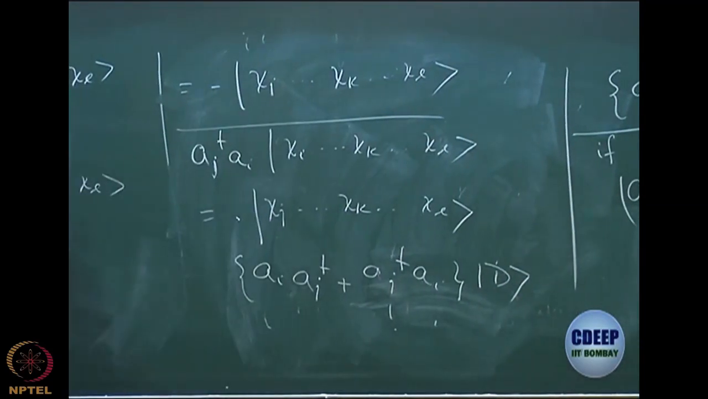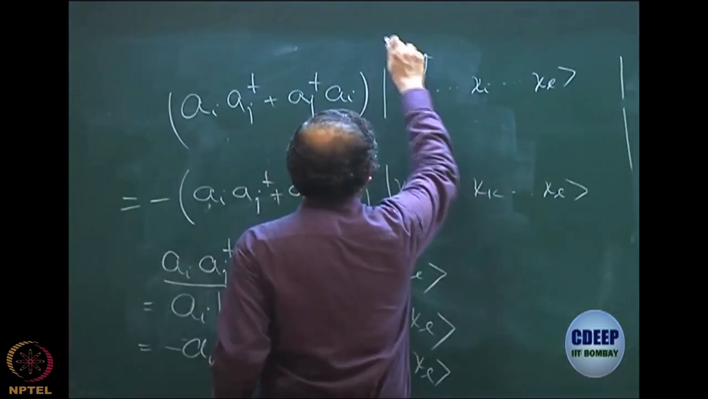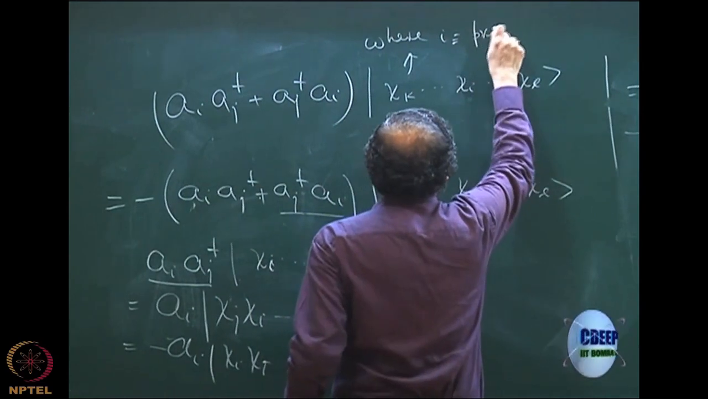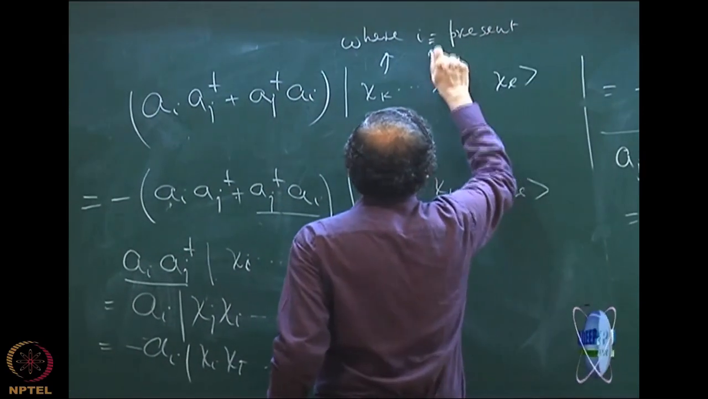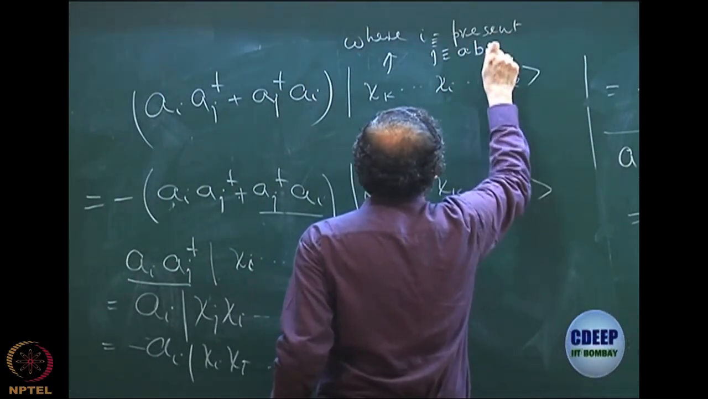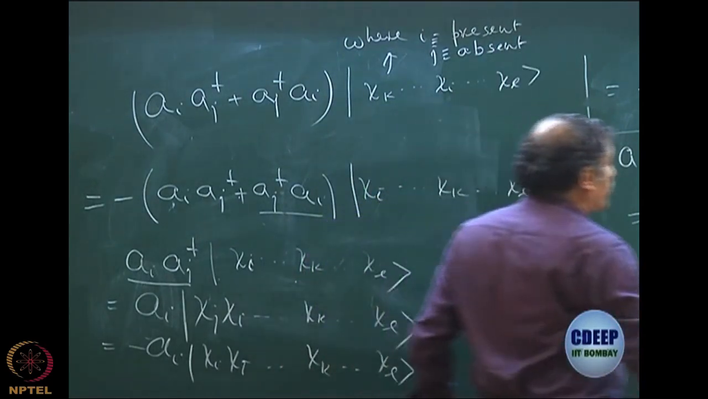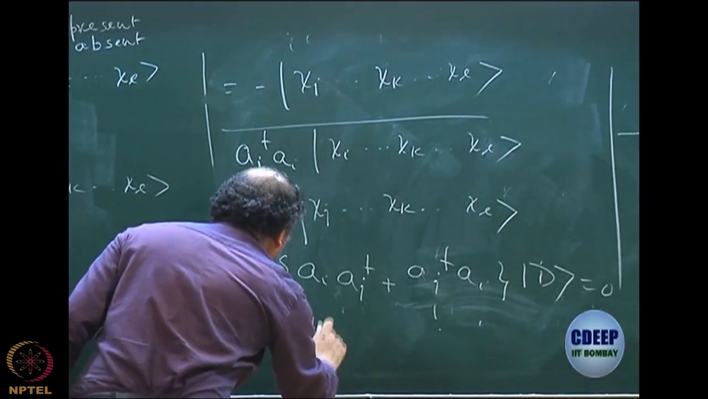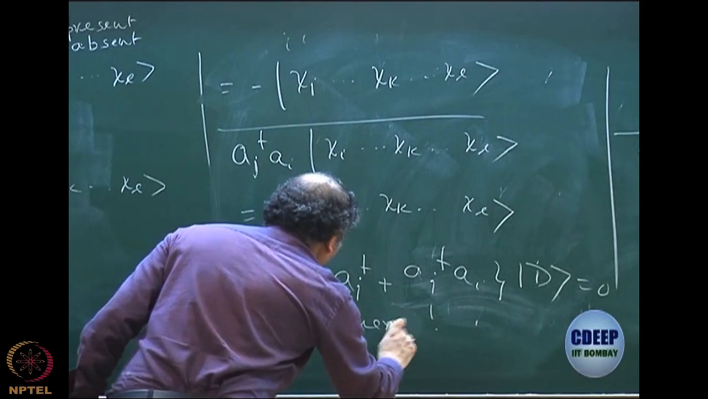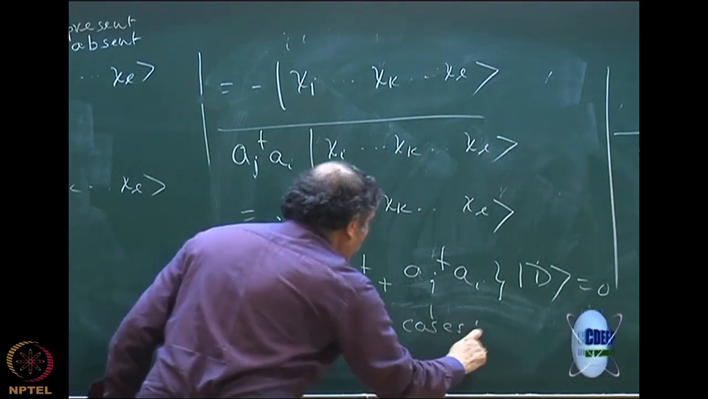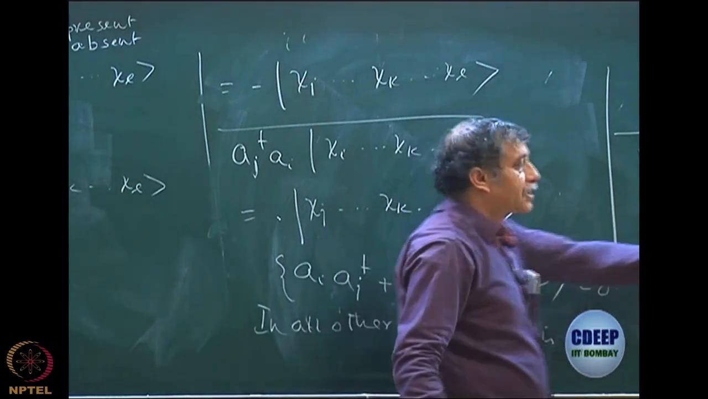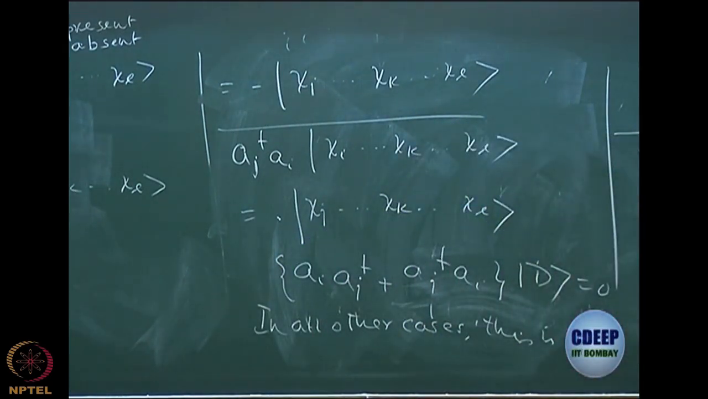Where, what is this determinant? This determinant is where i is present, j absent. Remember explicitly, it is also equal to 0. And we have already noted in all other cases, this is anyway 0, the anti-commutator is 0. That I have already noted, that it will survive only for this case, but even in this case, it is 0.